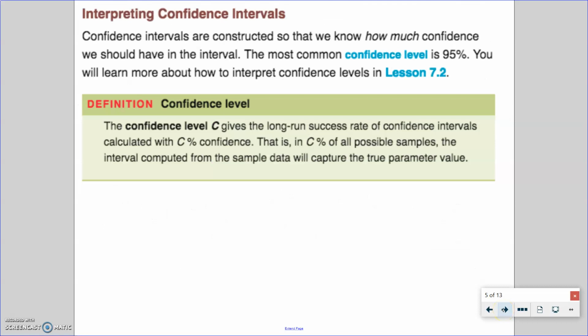So interpreting a confidence interval is something we're going to talk about next, and that's called the confidence level. The most common confidence level is 95%. Those of you that are in AP Bio or have taken AP Bio, and you talk about chi-squared and why we are using 5% and things like that, they kind of all go together.